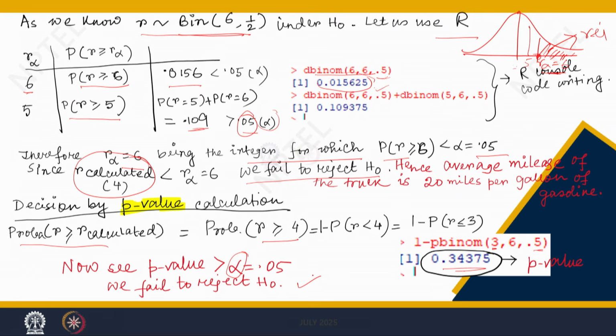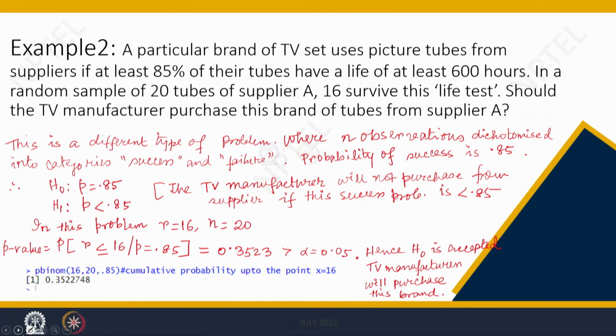So, that is how in sign test you can find out the probability or p value, or you can find out the critical point, and on the basis of either the critical point or the p value you can make the decision. Let us have one quick example.